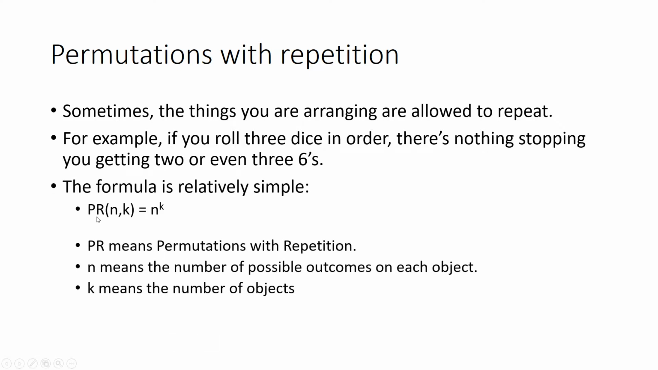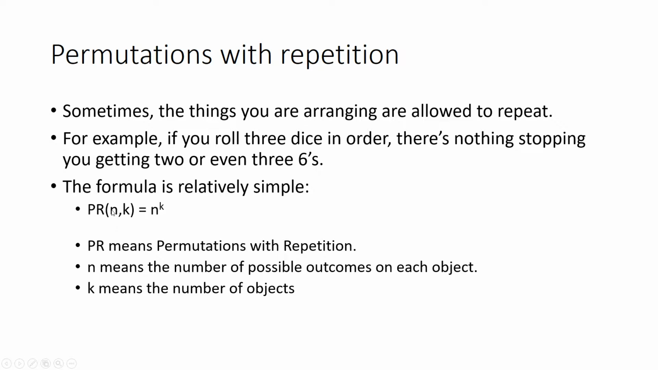The permutation formula, so we say PR, permutations with repetition. And the formula for that says PR brackets n comma k equals n to the power k. So the number of permutations with repetition for any system where we have n number of possible outcomes on each object and k number of objects to choose from.